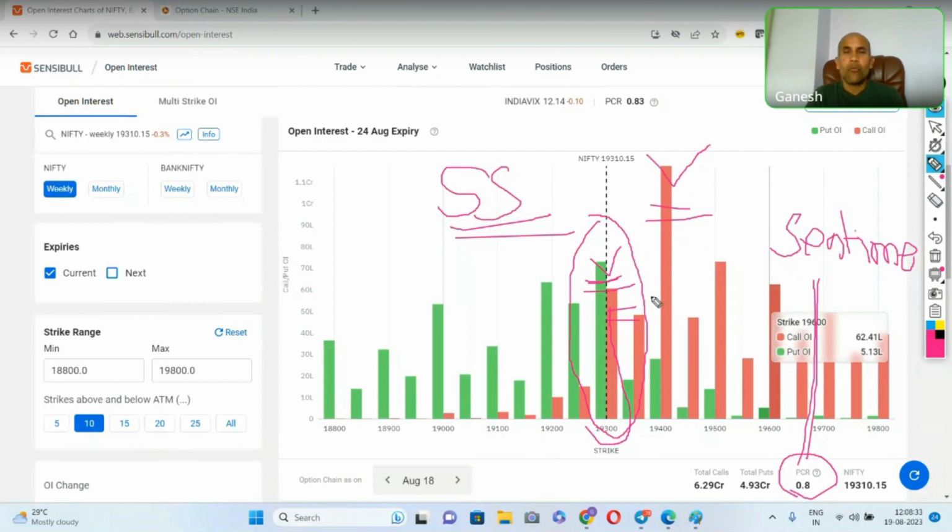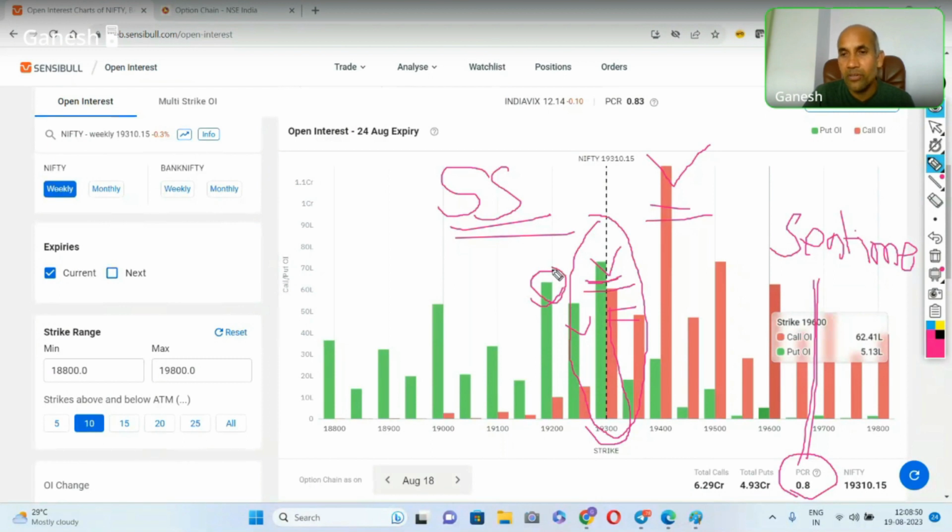Now, what is next? We never say only one resistance or one support. We need to also find out what is next. What if it breaks? Next one is this one. So 19,200 we also found earlier, right? 19,200 is also another support. This is also another resistance. What is that? 19,500.